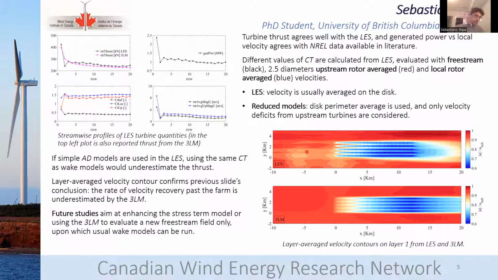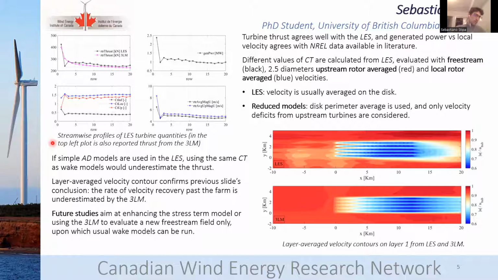Regarding these contours of layer average velocity, they reflect what was previously said in the other slide. So the 3-layer model is, let's say, underestimating the wind farm wake recovery. So there is a need for an enhancement of the shear stress model, which is in our future works, future studies. So we want to enhance the stress layer model in the 3-layer model.